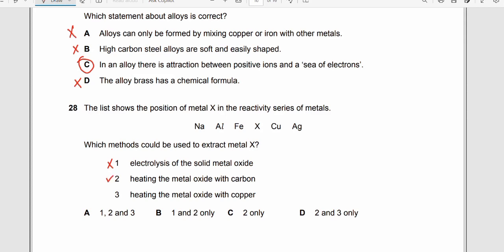Heating the metal oxide with copper? But copper is the least reactive, it is inert, so it doesn't take oxygen easily. That's why we mostly use carbon or hydrogen. These two are used, and by heating them they get oxidized, and in this way the other can be reduced. So two only.